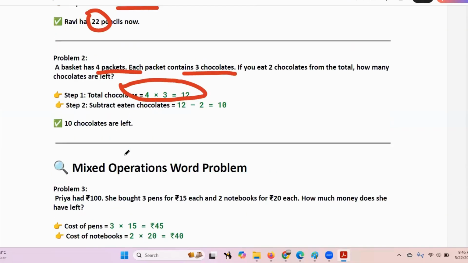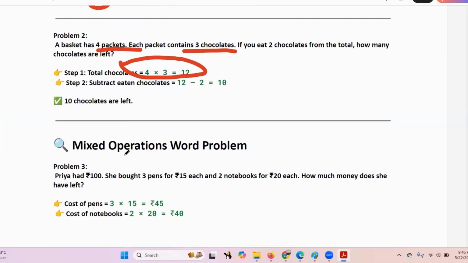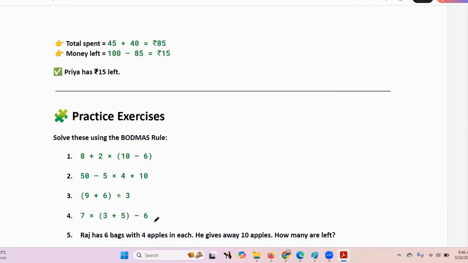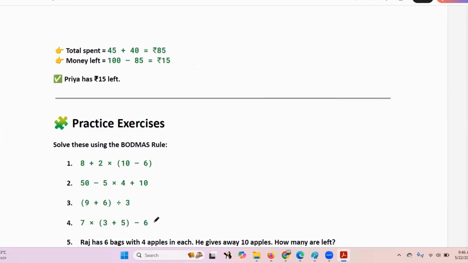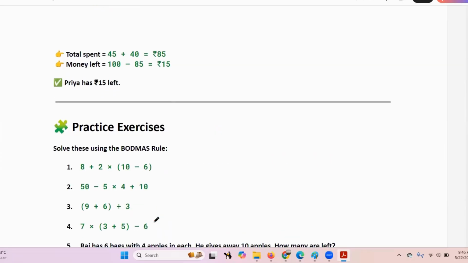See, the last is a mixed operation. Just tell me. Priya had 100 rupees. She bought 3 pens for 15 each and 2 notebooks for 20 each. How much does she have left? Sir, first we multiply both. 3 pens at 15 equals 45, and 2 books at 20 equals 40. Then we add 40 plus 45, that equals 85, and then we subtract from the total money. So, sir, the answer is 15 rupees left.